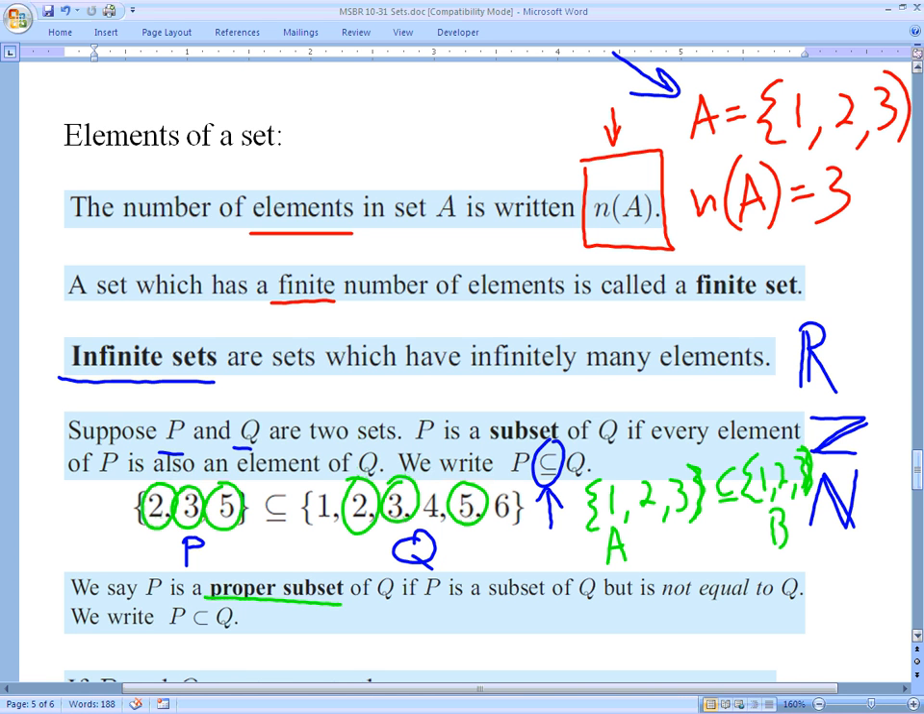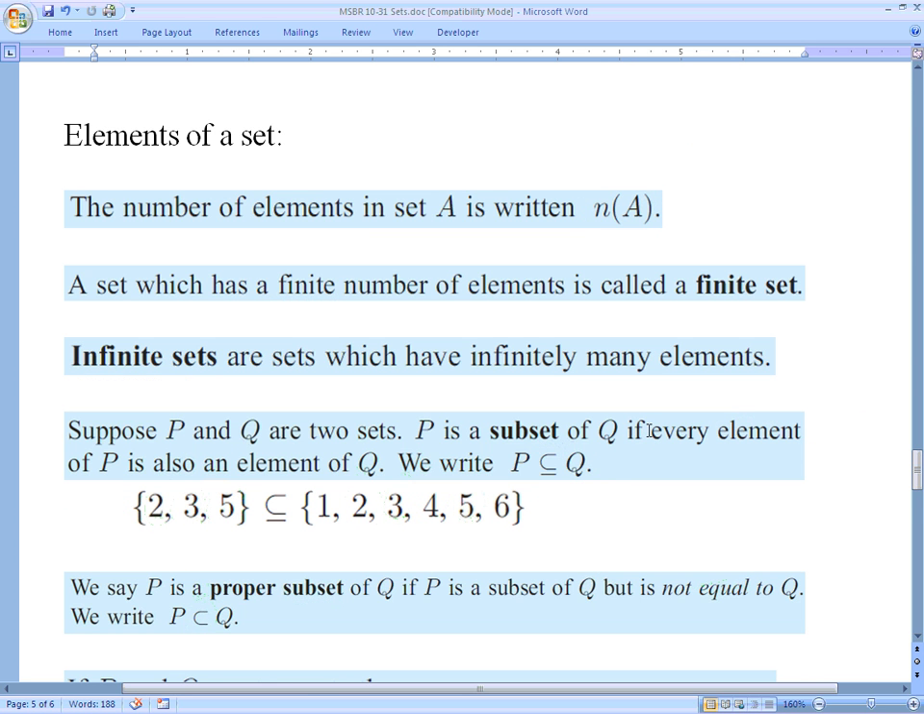But then there's something known as a proper subset where we don't put the line underneath. This is actually more common. And it's a proper subset if all the elements of one set are part of the other, but they're not equal. This first example on the slide with the 2, 3, 5 being a subset of 1, 2, 3, 4, 5, 6, P is also a proper subset of Q there because they are not identical sets. However, these over here are not proper subsets because they're identical sets.